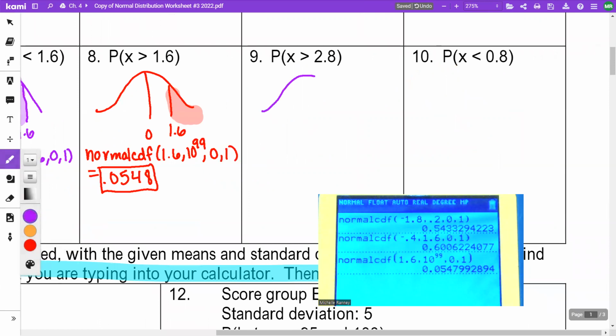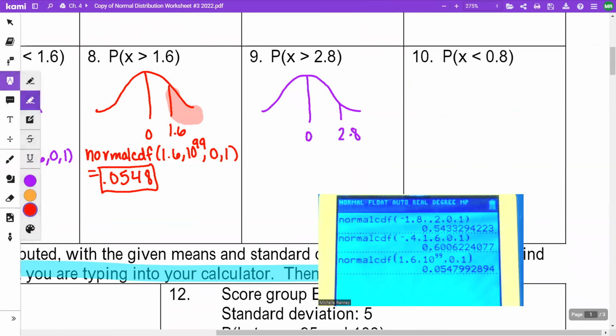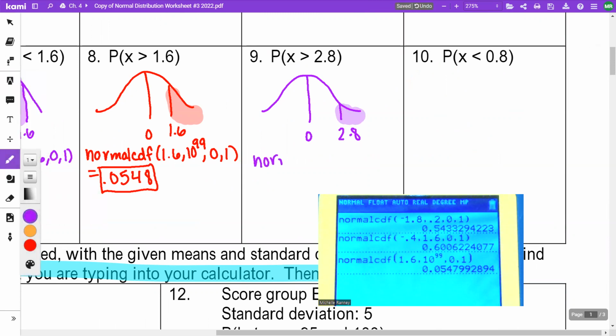For 9, I want it greater than 2.8, so this is probably going to be a small number here. So normal CDF, 2.8 is minimum. The maximum or upper bound is infinity or 10 to the 99. Mean 0, standard deviation 1.